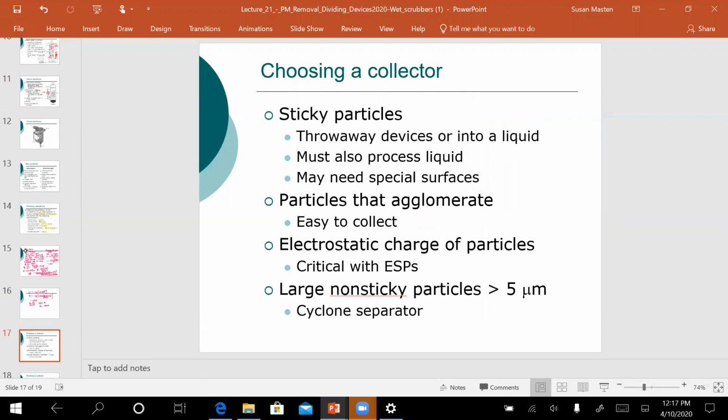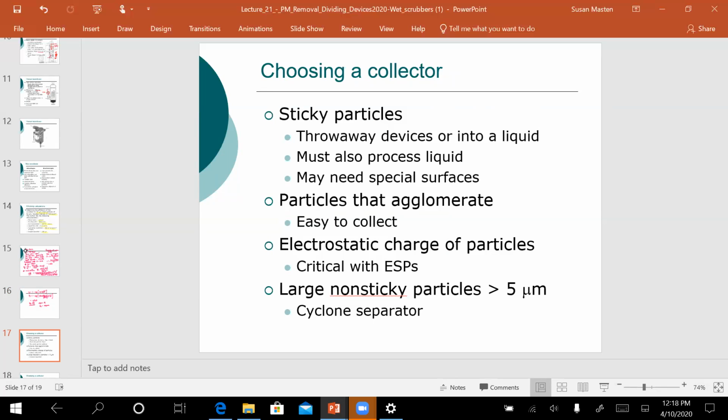So having looked at a number of different processes that we could use for treating gases, what I want to do in just the last few minutes is look at how we might choose a collection device. Okay, so how would we collect these particles? What are the factors that we would take into consideration?